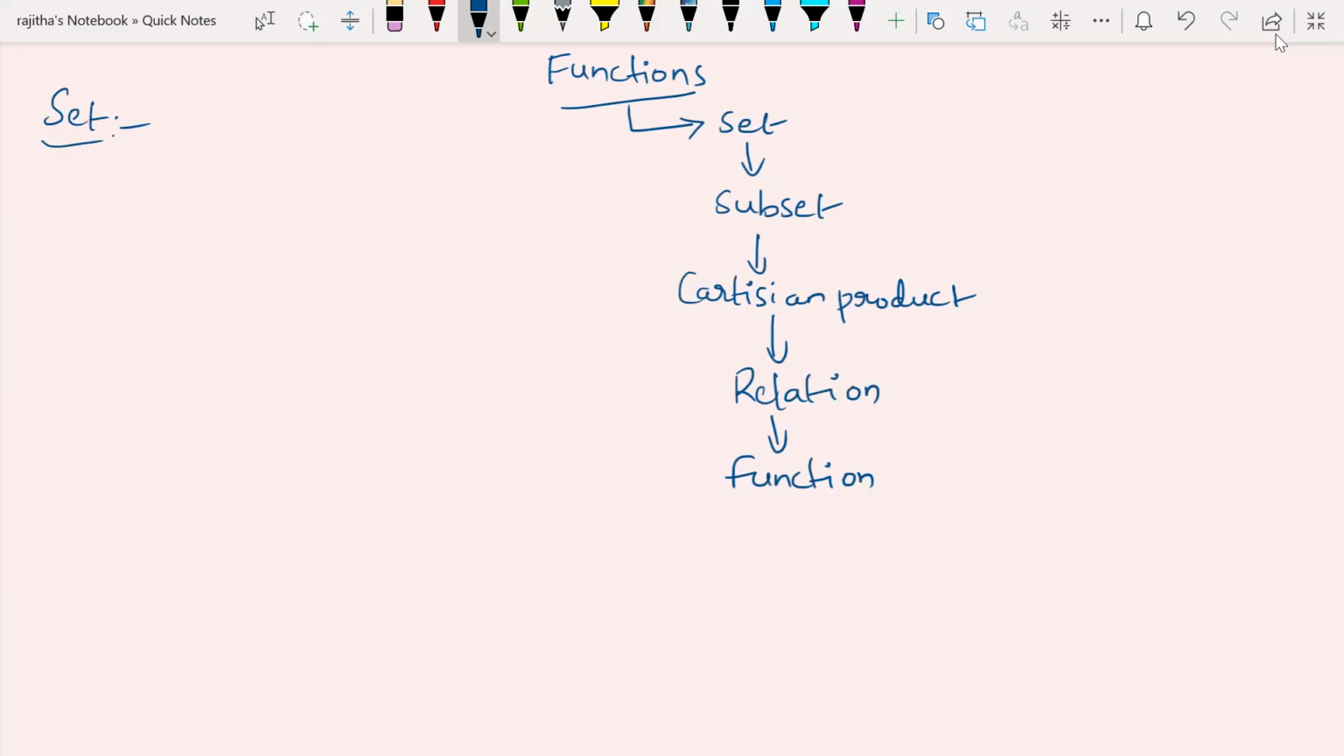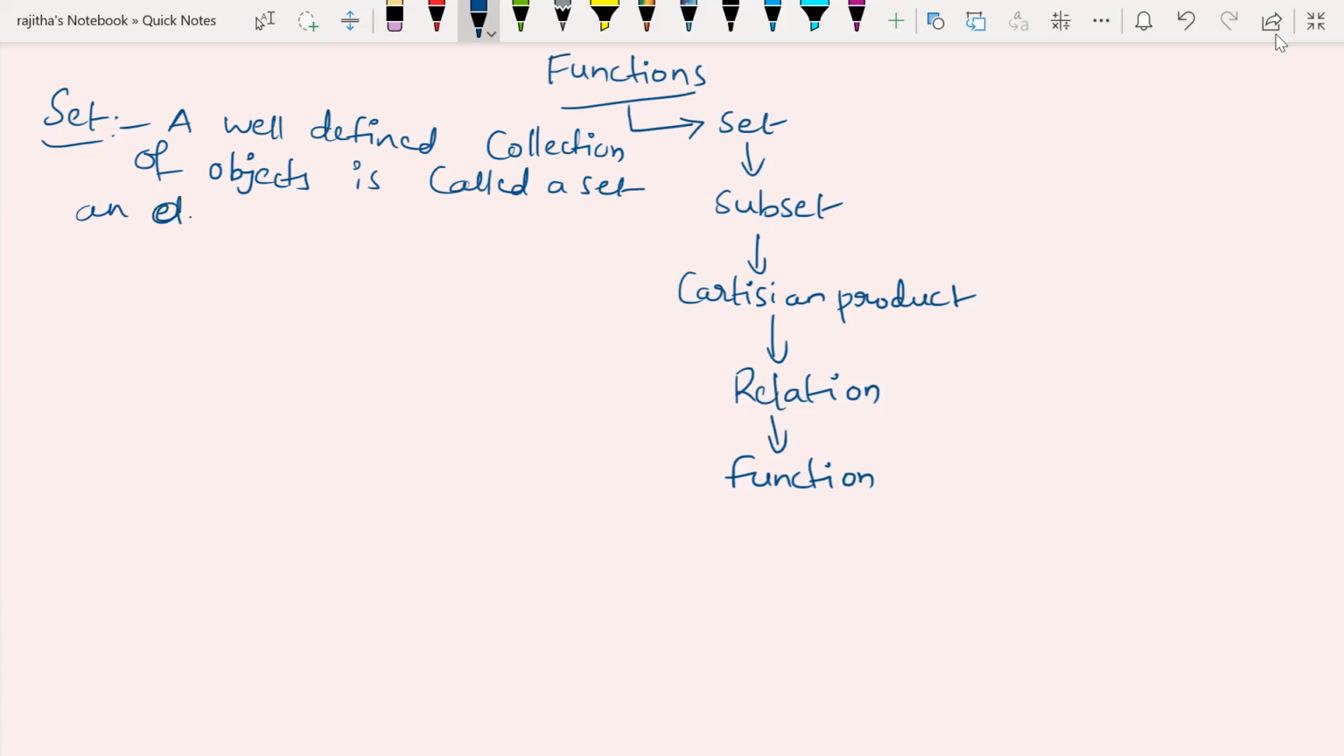A set is, as you know very well, a well-defined collection of objects. A well-defined collection of objects is called a set. An object in a set is called an element.